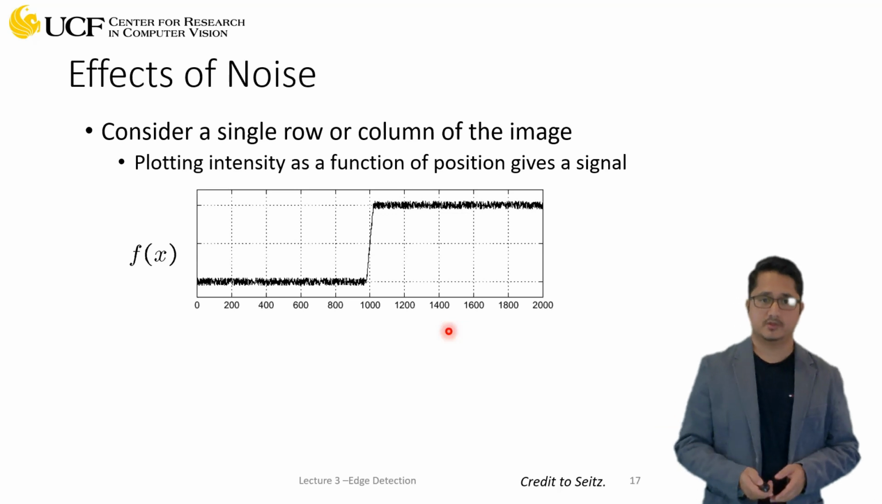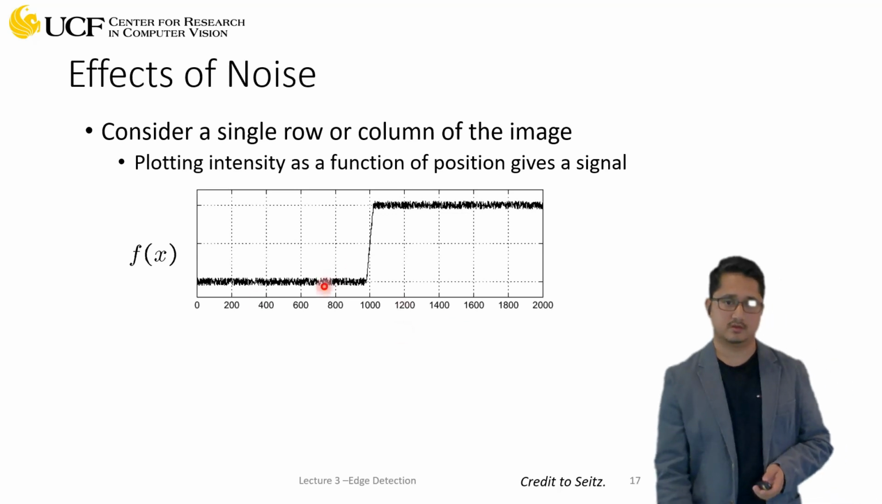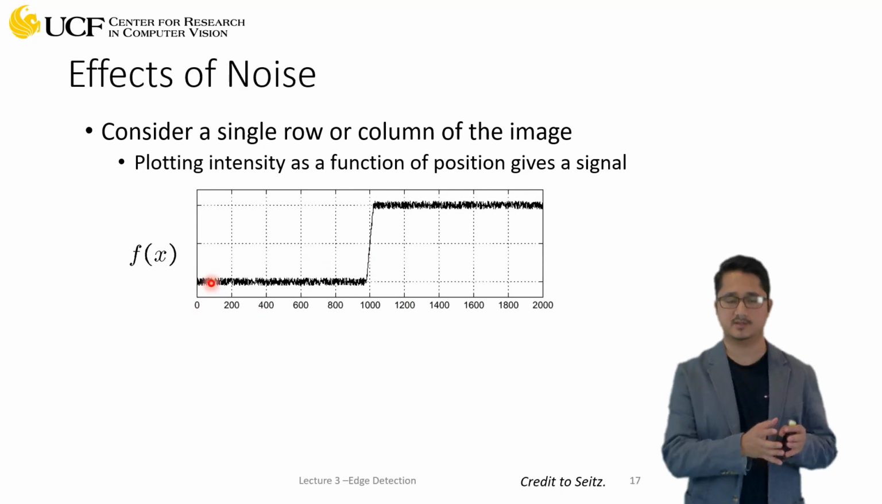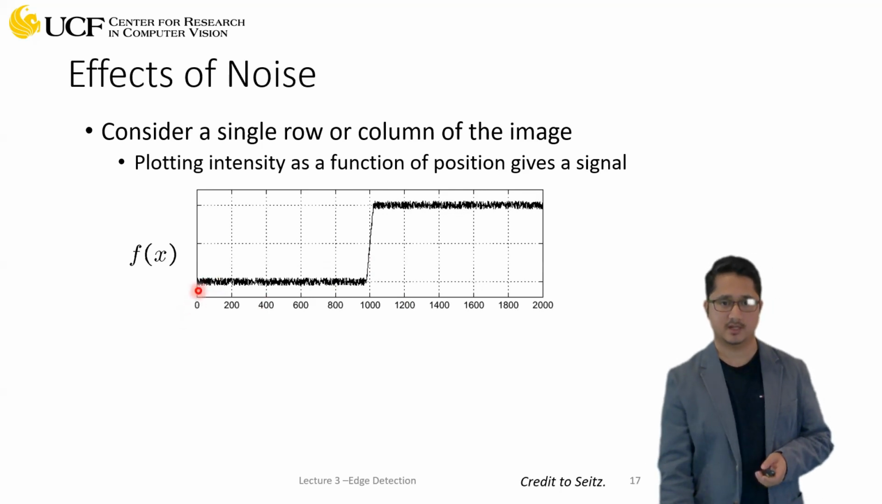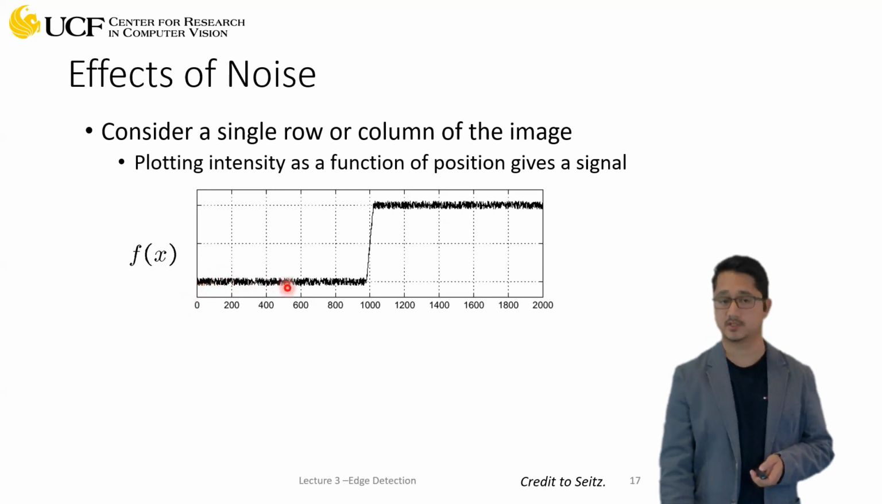Okay, so this is a simple function. Again, consider this as an intensity profile coming from an image. You can see there's a lot of fluctuation in the signal, which is again coming from noise.